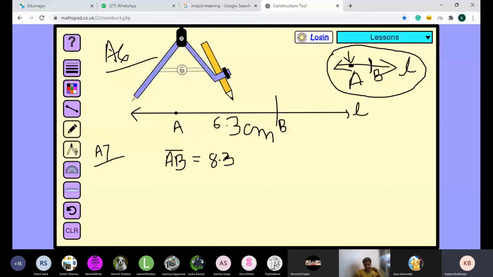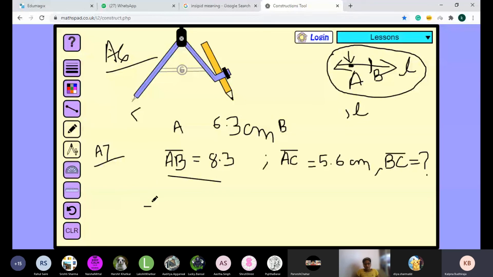Now first of all write down the given quantity. AC is given as 5.6 centimeter. Now they are saying to cut out the AC. Measure the length of BC. Then we have to find out BC. Because it is given AB is 8.3, just a minute, I am explaining it. Okay, I am doing it here, beta.